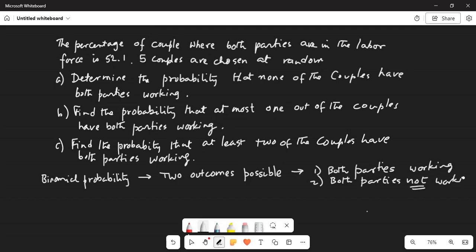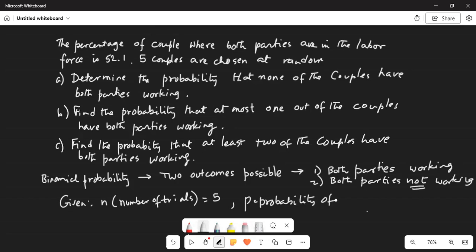And given to us is the information n, the sample size, which in binomial they call the number of trials, is equal to 5, and p, the probability of success, which is both parties working, is 52.1%, but we convert it to a decimal, which is 0.521.